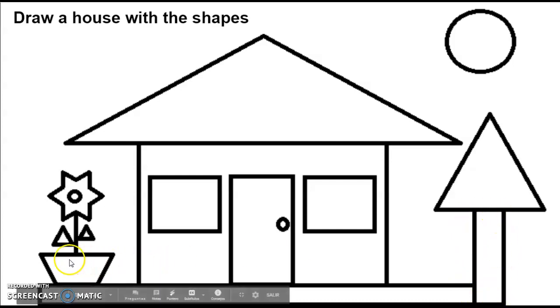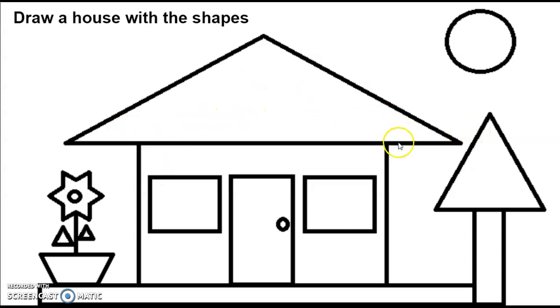Here we have a flower, triangles, and this is the flower. So the idea is that you draw a house. Van a dibujar una casa, a house, using the shapes that we learned.